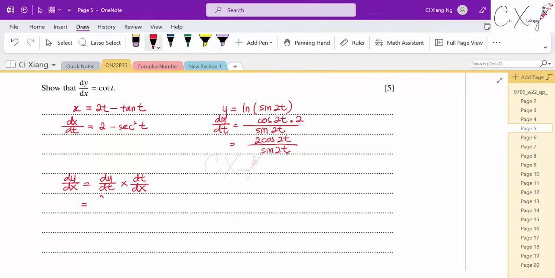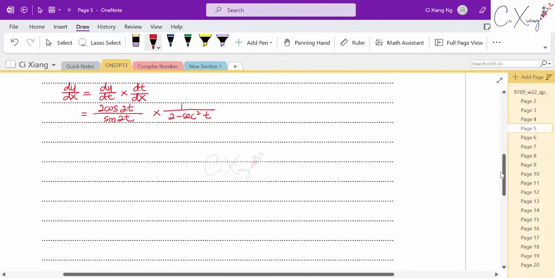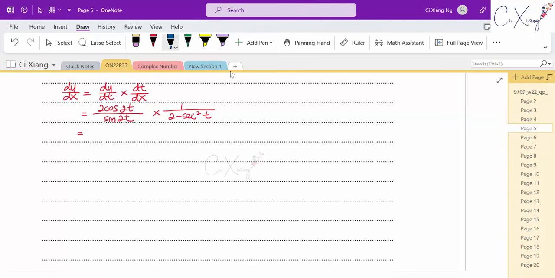So first of all, we have 2 cos 2t divided by sin 2t, multiplied with dt/dx. If I multiply with dt/dx, I have 1 over 2 minus secant square t. So that's the first step that I have. To further simplify, we need to expand the cos 2t and sin 2t using the double angle formula. For sin 2t, the formula is very simple: we have 2 sin t cos t. This is a double angle formula provided in the formula booklet as well.